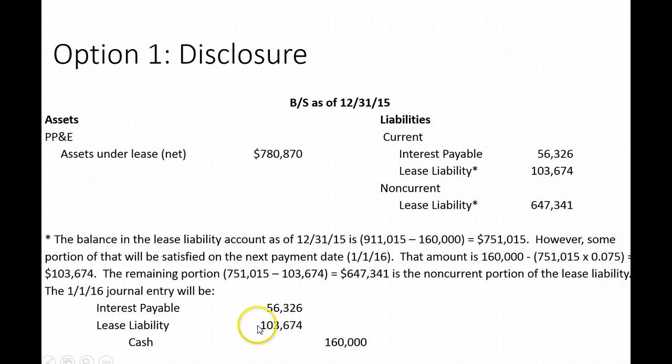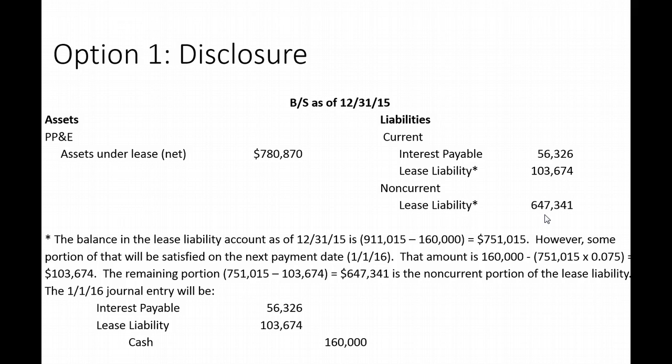The portion of that 2016 payment that goes to reducing the lease liability then becomes the current portion of the lease liability. It would be listed as a current liability, and then the remaining component of the $751,000 is the long-term or non-current portion of the lease liability.